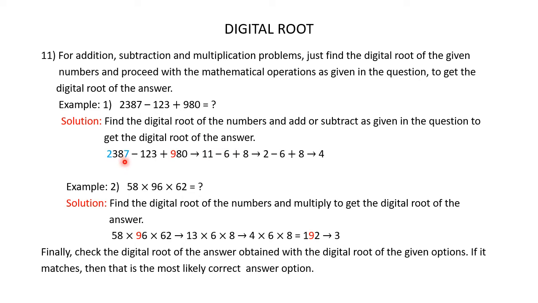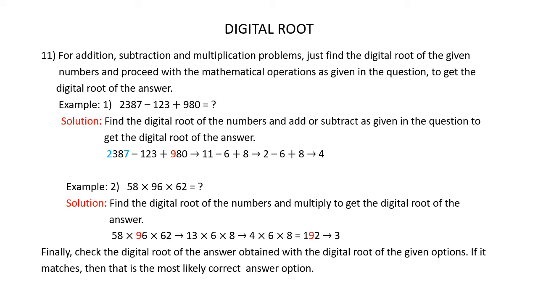So, in 2387, 2 plus 7 is 9. You can ignore those two digits. 3 plus 8 is 11 and 1 plus 1 is 2. Minus 1 plus 2 plus 3 is 6. Plus, in 980 you can ignore the 9. So 8 plus 0 is 8. So you get 2 minus 6 plus 8, which is 4. So 4 is the digital root of the answer.